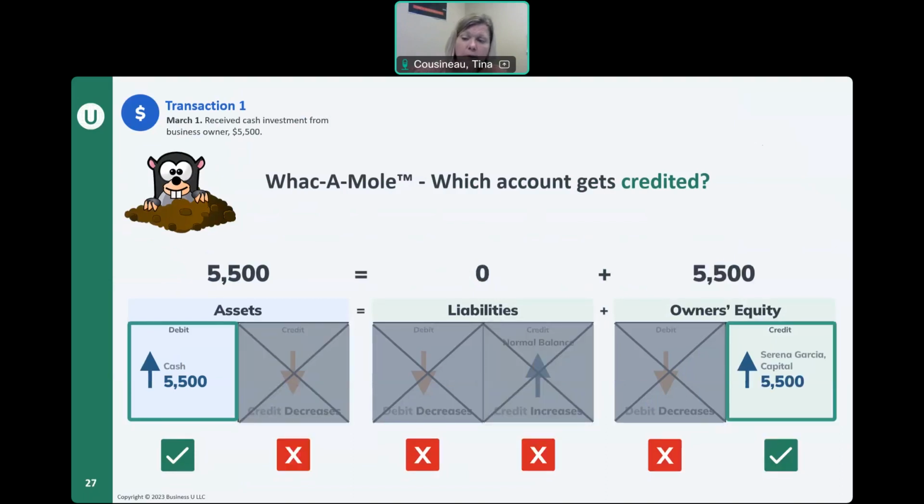And the account that we would use would be a capital account. So Serena Garcia's capital account goes up. The amount of equity or investment that she has in the company goes up. Our assets go up because now we have more cash and we are in balance.